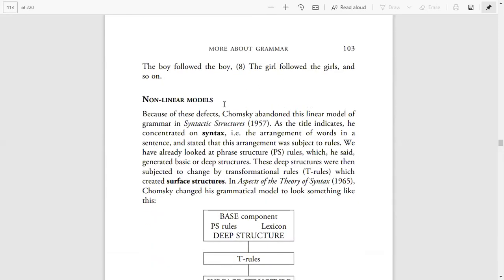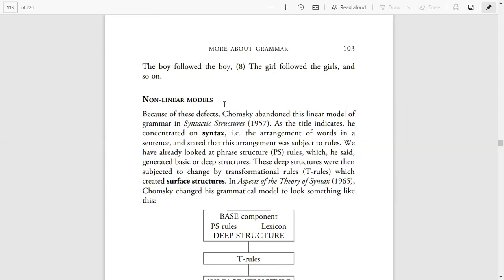Because of these defects, Chomsky abandoned this linear model of grammar in Syntactic Structures, 1957. Of course, there are some defects in these models, because this model cannot cope with more complex examples, right? That's why Chomsky abandoned this linear model and told us about these defects in Syntactic Structures, which is the work produced by Chomsky in 1957.